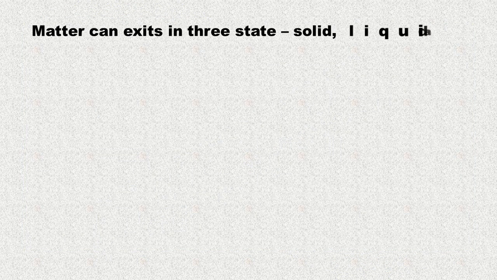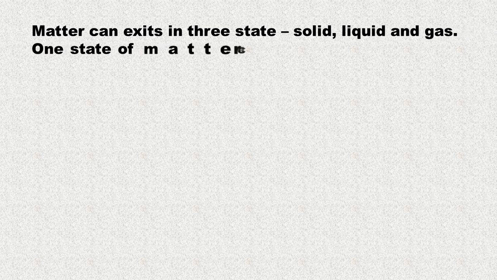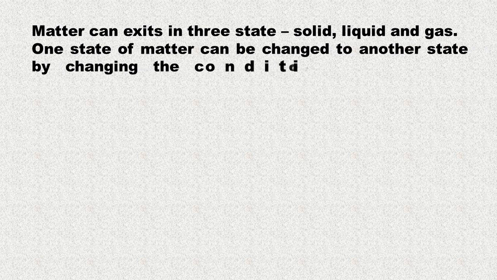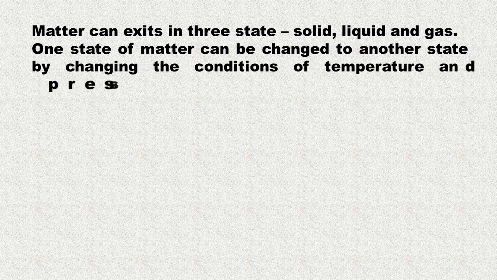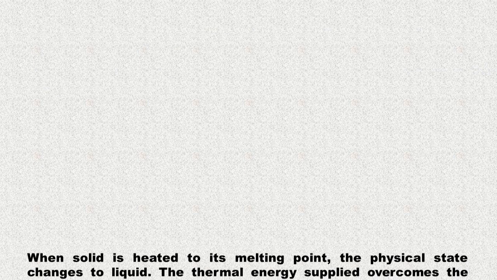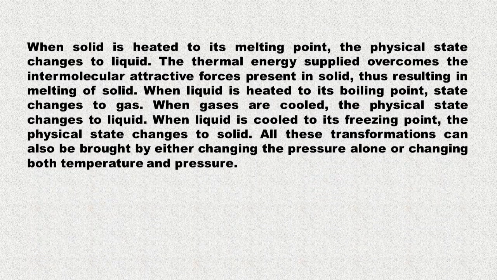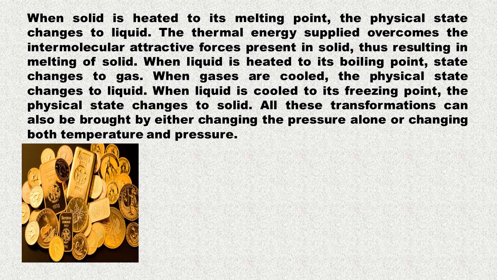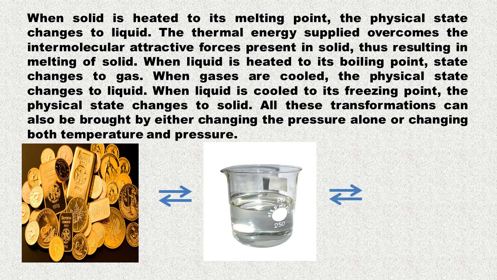Matter can exist in three physical states: solid, liquid, and gas, that we are learning from class 7. One state of matter can be changed to another state by changing the condition of temperature and pressure. When solid is heated to its melting point, the physical state changes to liquid. The thermal energy supplied overcomes the intermolecular force of attraction present in the solid, thus resulting in the melting of solid. When liquid is heated to its boiling point, the state changes to gas.